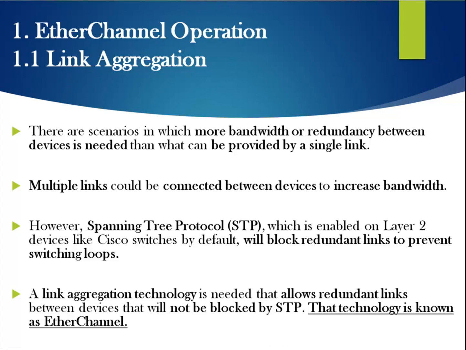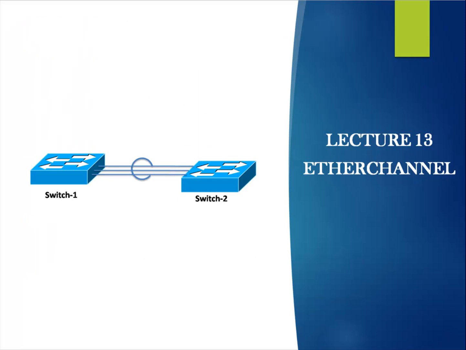But here, you can see the slide, there are 3 links available. If you use spanning tree protocol, 2 of these ports, either here or here, anywhere, Fast Ethernet or Gigabit Ethernet, any of these interfaces will be blocked. Only one link will be working. Now, suppose there is any problem with this link, automatically it will select another link, unblock the port, and the other link will be used.